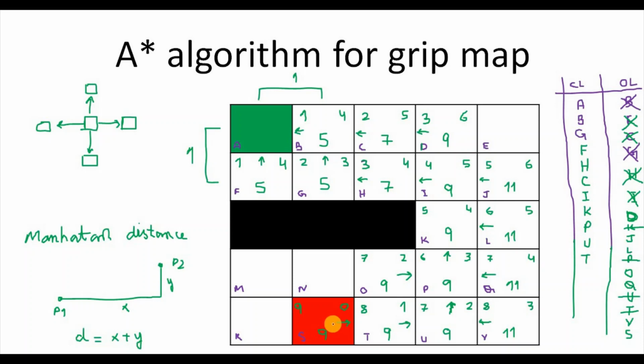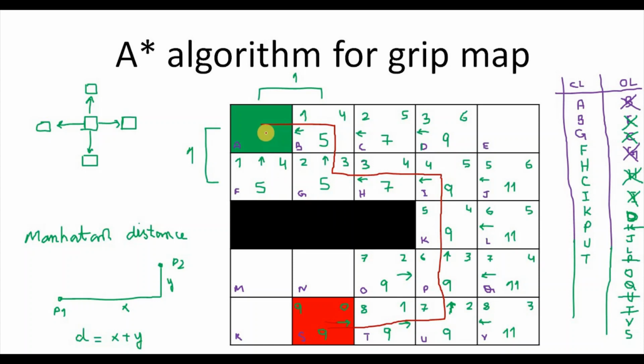From here, we just follow the parent of each node, where we came from. Starting from node S, we came from node T, and then from node T, we came from node U, and then P, and then K. I think we haven't mentioned where we came from node K. It must be node I, because there is no other option. And from node I, the parent node is H. From node H, it is node G, and then node B, and finally node A. So this is our path generated by the A star algorithm.